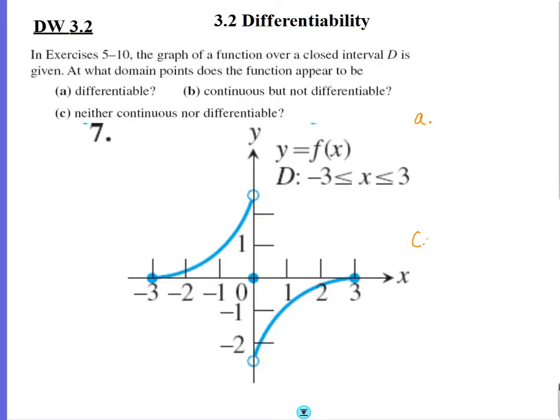Here we go, and there are your answers. So -3 less than or equal to x less than 0: this part of my graph is differentiable because there are no sharp turns, no cusps, no vertical tangents. This one here, same thing. No vertical tangents, no cusps, no corners, no discontinuities, so it is differentiable for this whole section. The only place where it's not differentiable is the same place where it's not continuous. That's part C, which is when x is equal to 0.